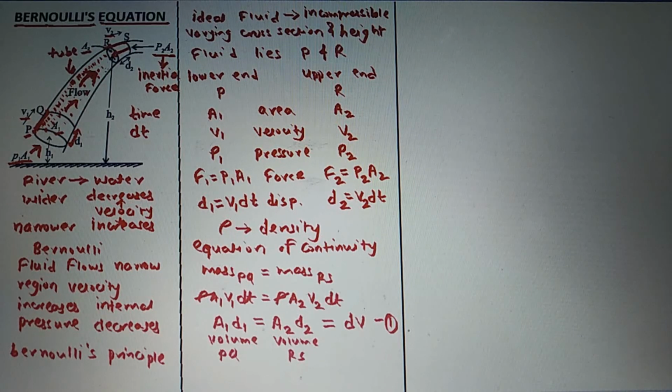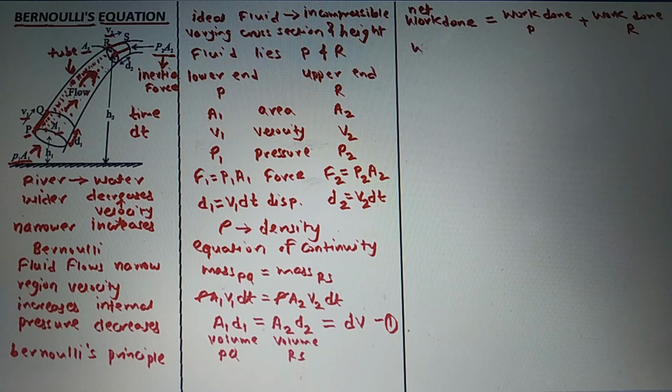So there is a displacement of a fluid here. As the fluid is displaced, there will be work done. The net work done by the fluid when it flows from the lower end P to the upper end R should be equal to the work done by the fluid at the lower end P plus the work done by the fluid at the upper end R.